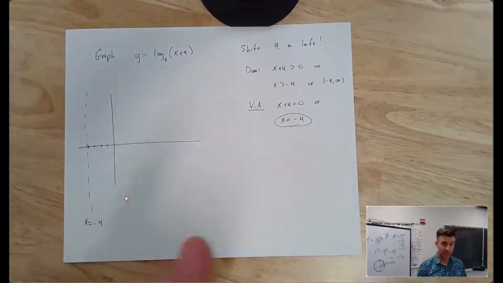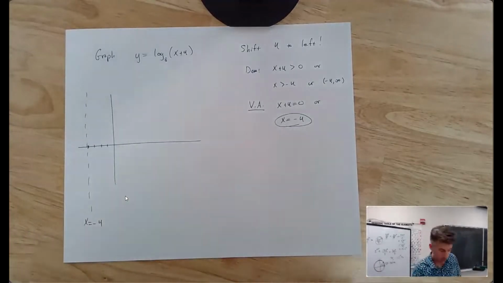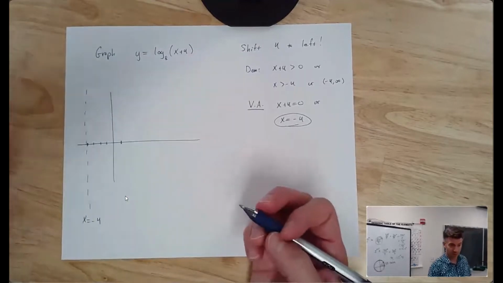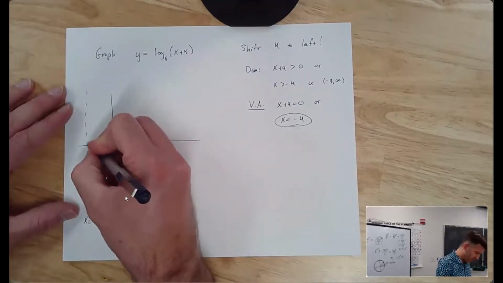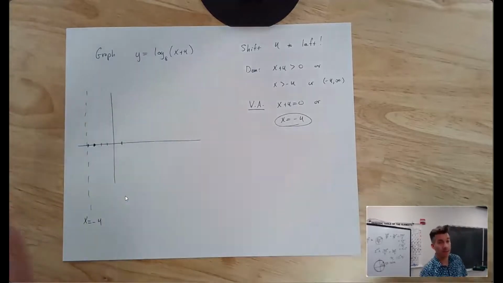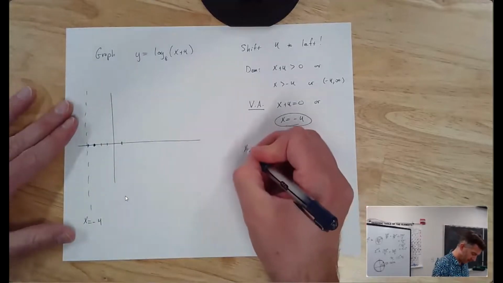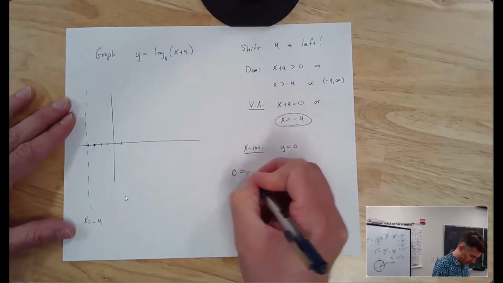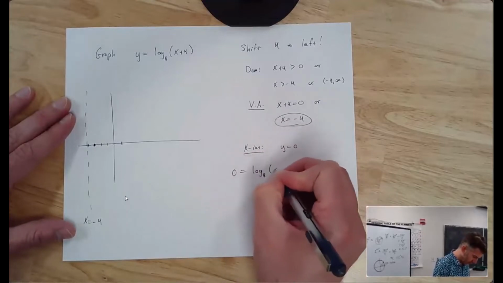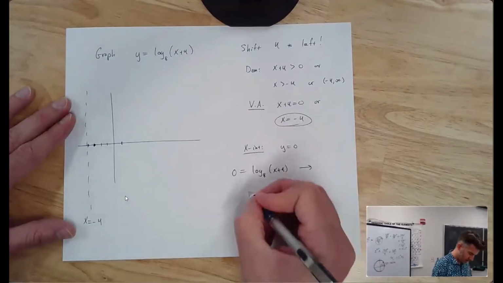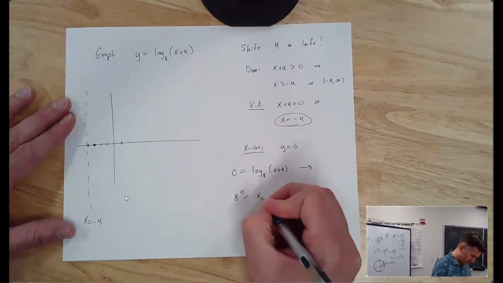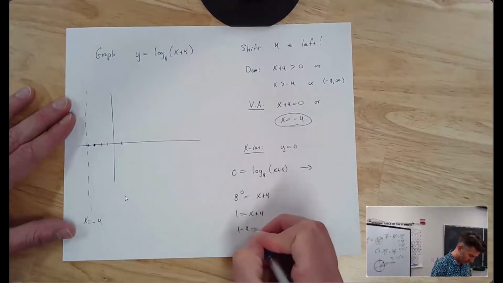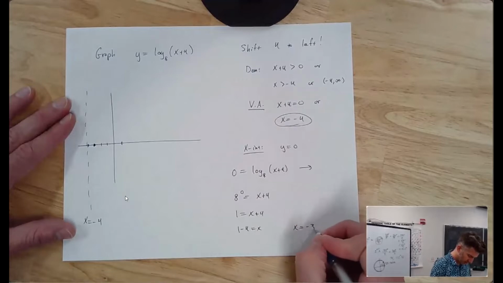Our new x-intercept is going to be negative 3, right? Because we're going to take our previous x-intercept of 1 and move it 4 to the left, and 1 minus 4 is negative 3. If you feel like it's a little too hand wavy, another thing you can do is find the x-intercept by setting y equal to 0. If you set y equal to 0, you get 0 equals log base 8 of x plus 4, which becomes 8 to the 0th power equals x plus 4, 1 equals x plus 4, 1 minus 4 equals x. So x equals negative 3 is our x-intercept.